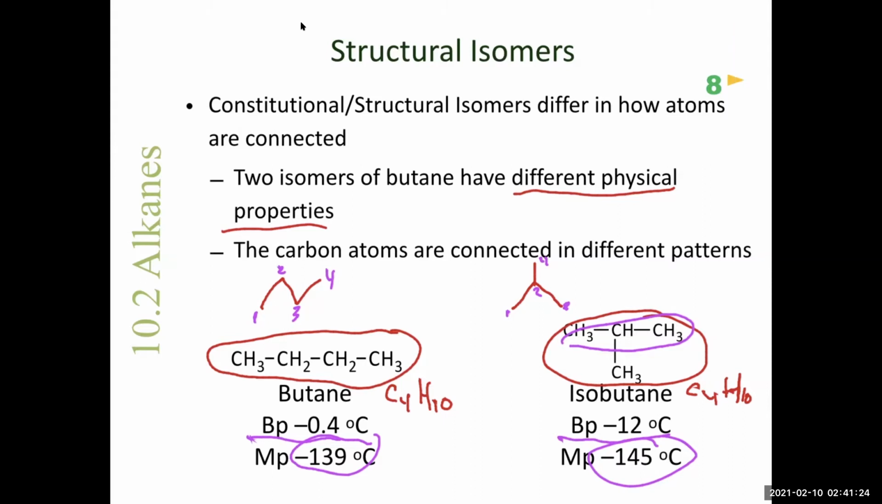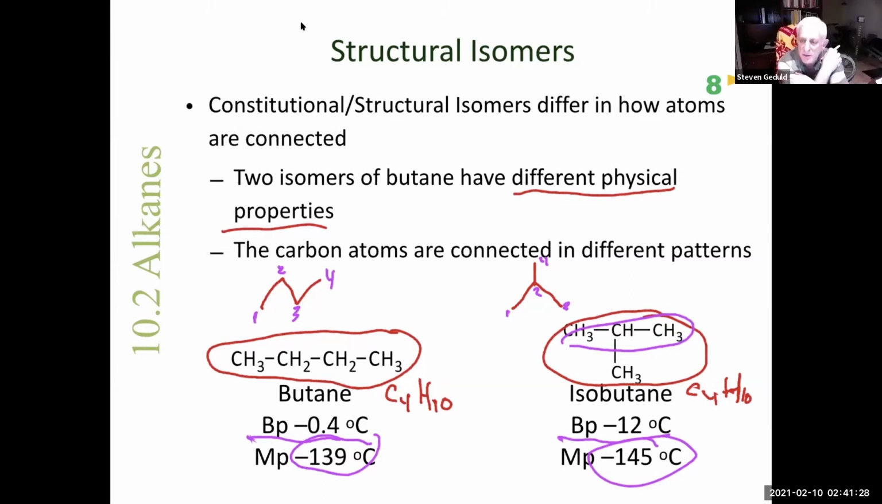So the boiling point for isobutane is lower, because it's broken up. It doesn't have the same amount of London dispersion forces we talked about before, those weak interactions that hold it together. Once you start putting the chops in the chain, it doesn't stick together as well.